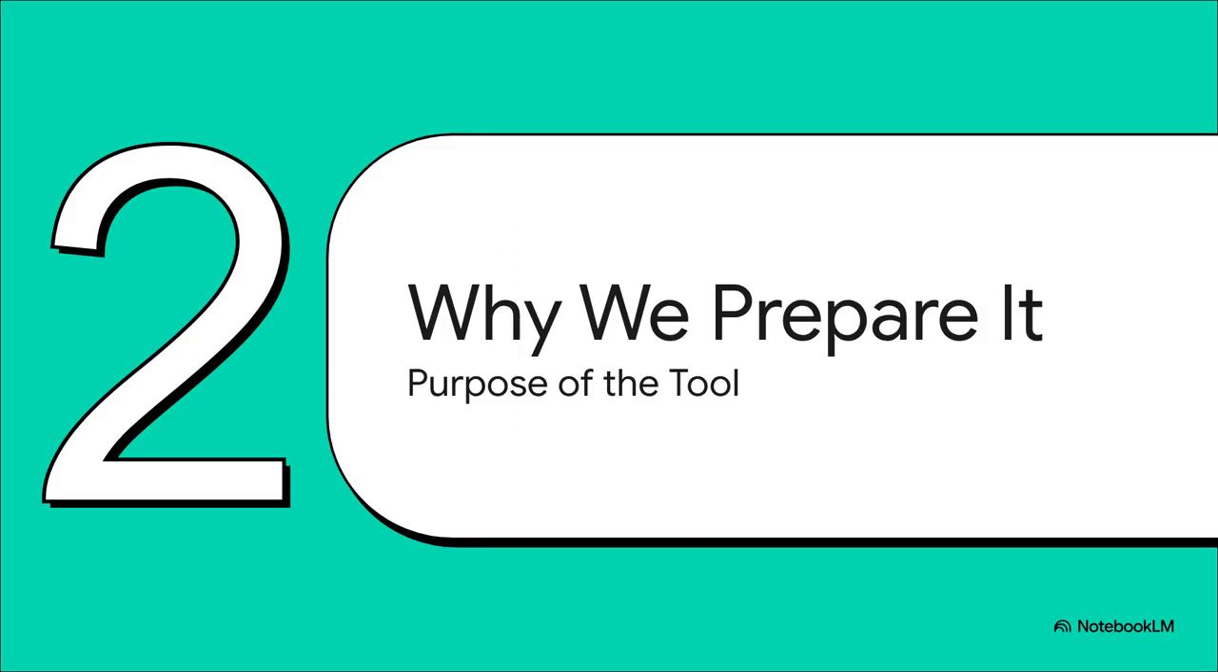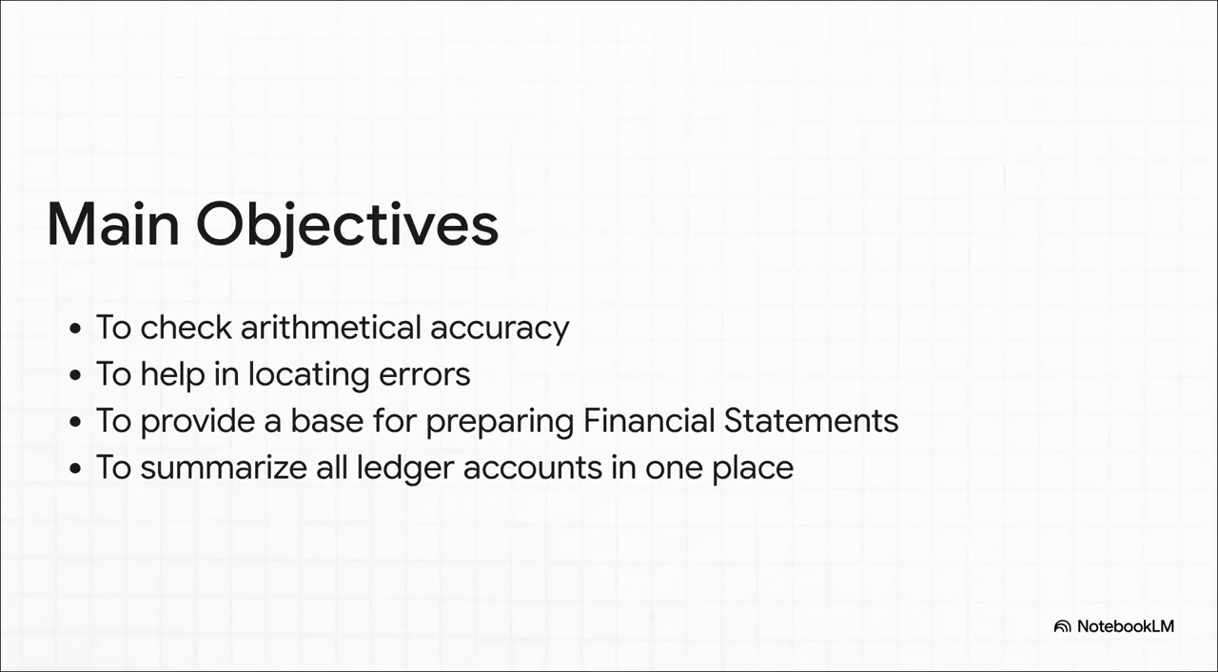Okay, so that leads us perfectly into our next section. Why do we even prepare this thing? What's its real purpose? It's actually more than just a quick math check. There are a few main goals here. Of course, checking the arithmetical accuracy is a big one. It also helps you start looking for errors, and it summarizes everything in one place. But the most crucial objective, the real reason it's so important, is that it provides the foundation for preparing the final financial statements. You know, the profit and loss account, the balance sheet. You literally can't move on to create those final reports without a balanced trial balance first.